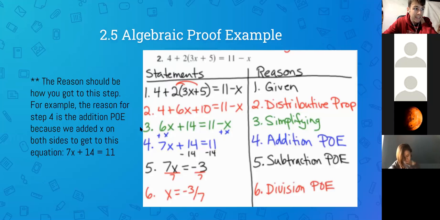Same here. We got to this step by simplifying. We added the 4 and the 10 on this side of the equation to get 14. We got to this equation by using the addition property. We added x on both sides. We got to this step by subtracting on both sides by using the subtraction property. And we got to this final step by dividing both sides by 7, the division property of equality. So you want to use how did you get to that step? You can show your work in the algebraic proof. That's definitely encouraged. Show the arrows for distributing, show adding on both sides, show subtracting or dividing, whatever we do. But remember, the reason will be how you got there.